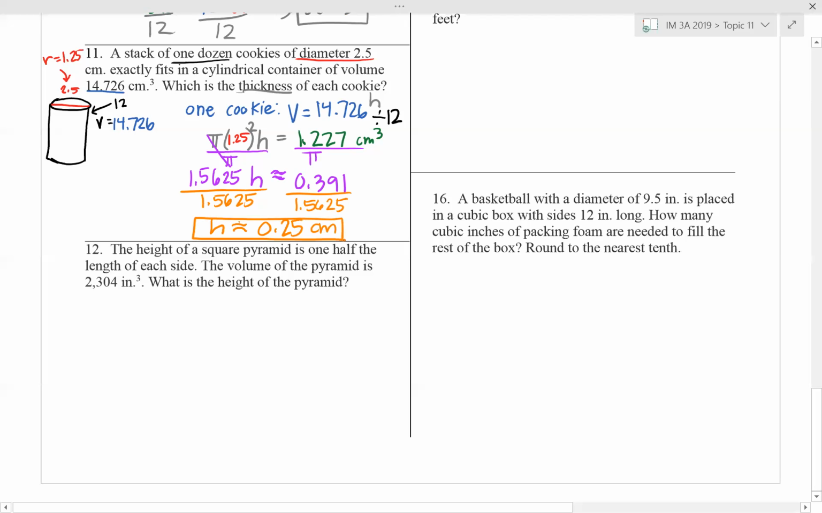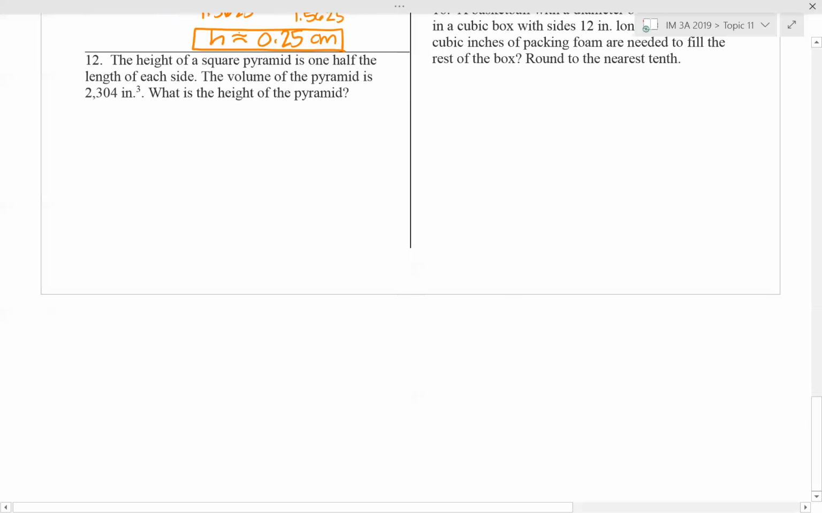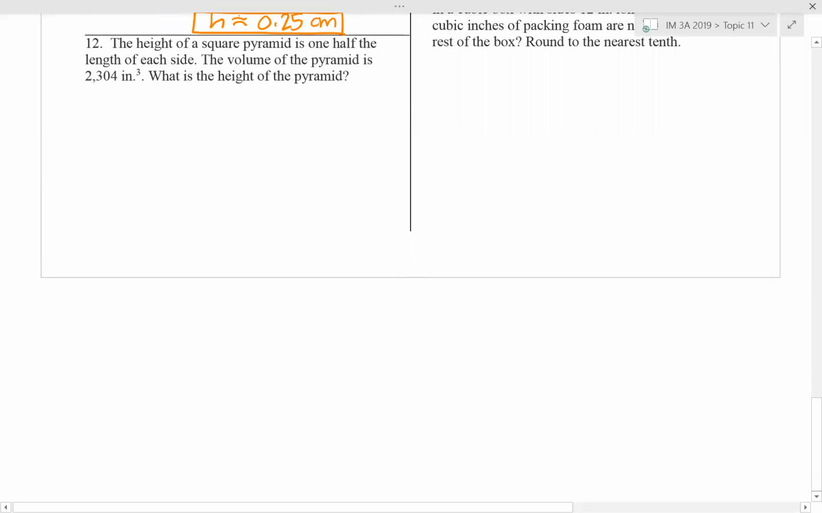Okay, so again, it works just like the nickel problem where they're giving you the volume of a stack. So you have to divide that volume by however many are in the stack. And then you're setting that equal to the volume formula for a cylinder with the radius plugged in in order to solve for the height. So our cookies have a thickness of 0.25 centimeters because the height of the cylinder is that number.